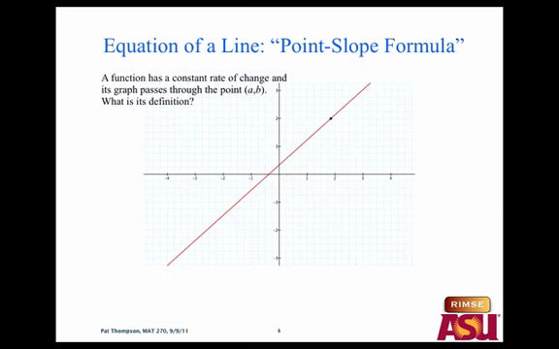Okay, so then on Friday we built up what's called the point slope formula. We didn't call it that on Friday, but that's essentially what we did. So a function has a constant rate of change, and we know that constant rate of change is the same as the value of the slope, and it passes through the point (a, b). What's the definition of that line?